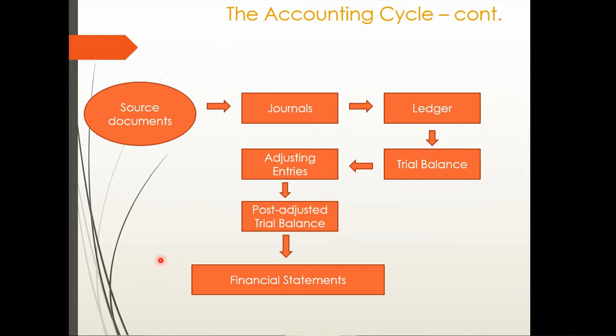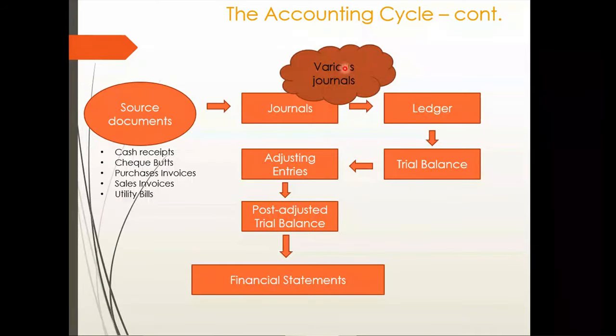What are the steps of the accounting cycle? First, getting the source document. To record any transaction in our journal, we need to have the source document, which is a document supporting our record. Source documents include cash receipts, check stubs, purchase invoices, sales invoices, and utility bills. All of those are documents that include information related to the transaction we want to record. Then we go to the journal. This is, as I mentioned, our first book of accounts. Normally we have various journals or one general journal, it depends, and that's what we're going to learn later.